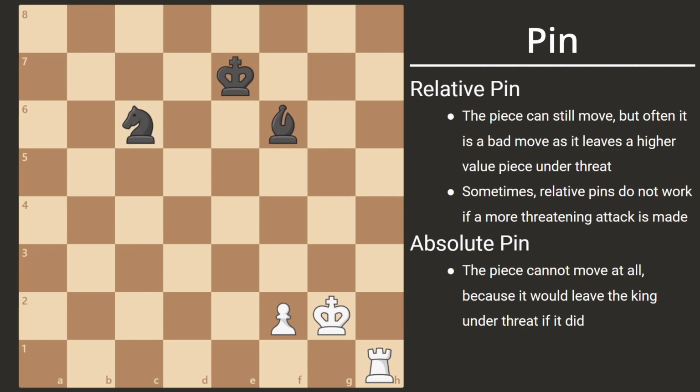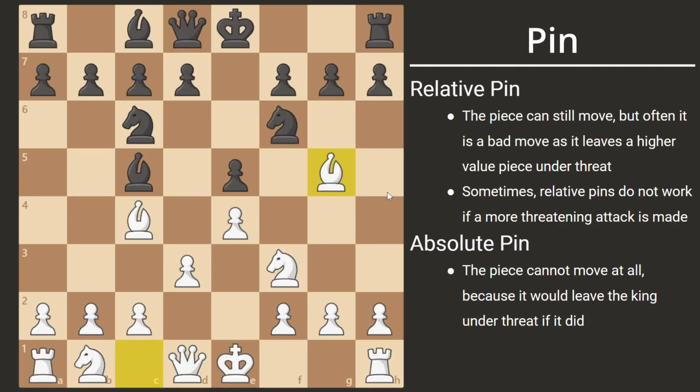So here's another example. Here is another relative pin, right? If my rook comes up to h6, this bishop cannot move. Now it could, but you just lose the knight, right? So it's pinned, but it's not like it's under threat or anything. You're not just going to take it because you lose the rook. So this is a relative pin again, because the piece cannot move because of a threat on another piece that exists.